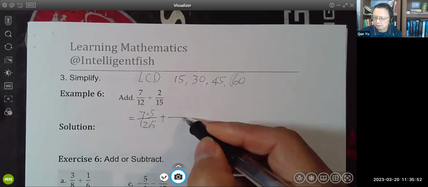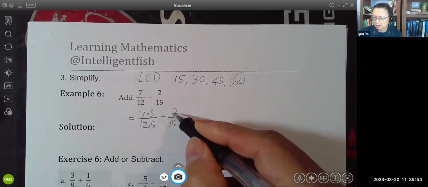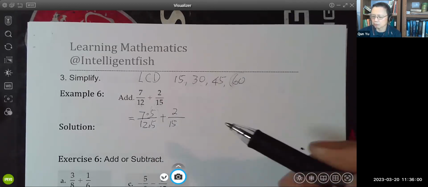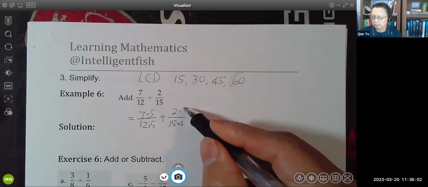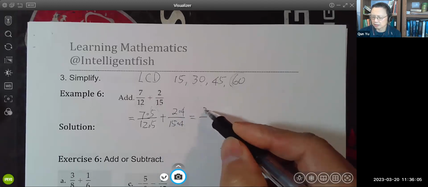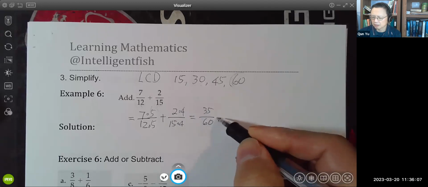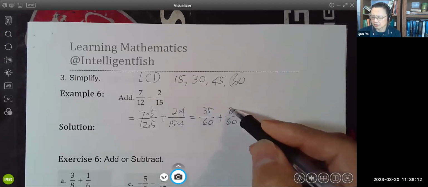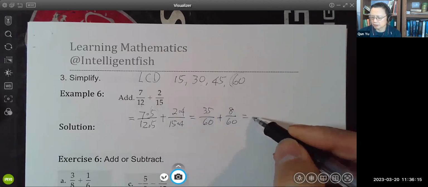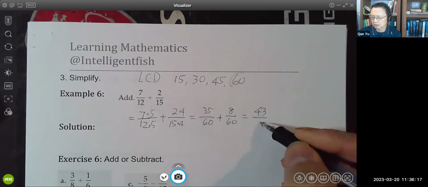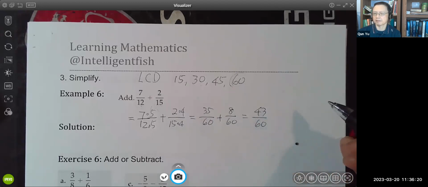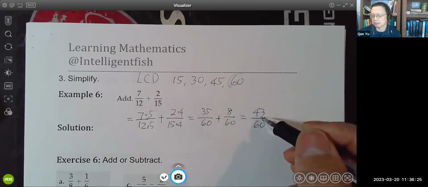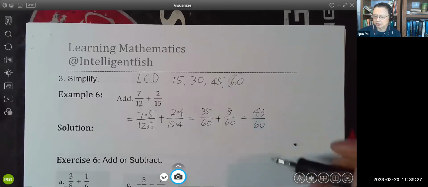Same thing here. From 15 to 60, you need to multiply by 4. So that's how we get the 60 in the first place. 15 multiplied by 4. Now we get 35 over 60. This one is 8 over 60. And together is 43, right? Final answer is 43 over 60. And this one cannot be simplified because 43 is a prime number. No other number can divide into it except 43.